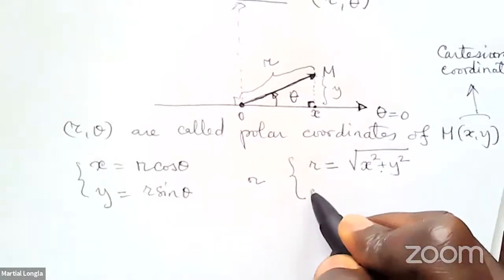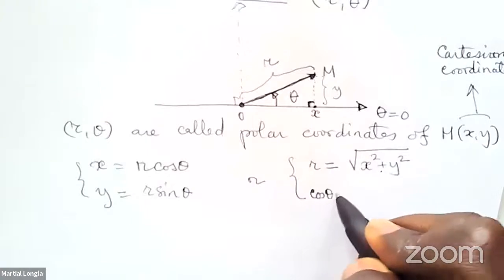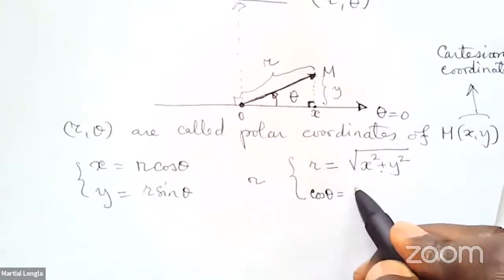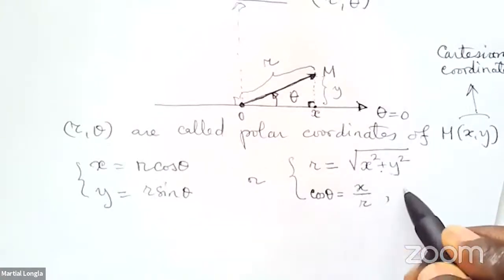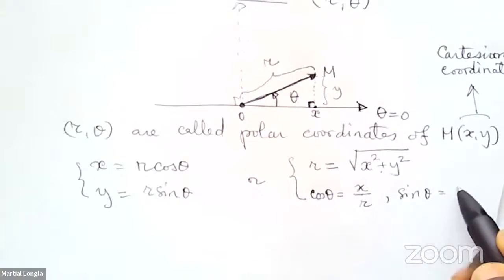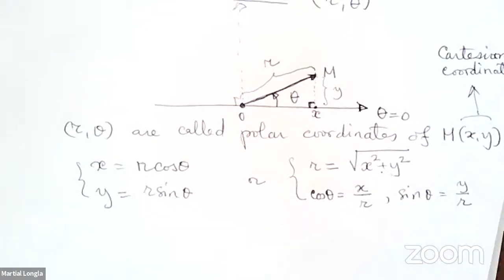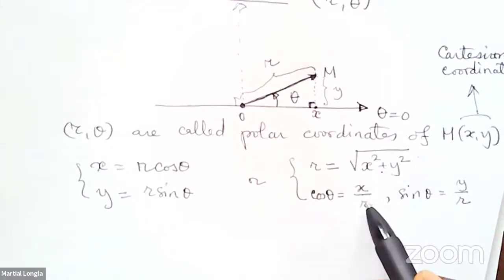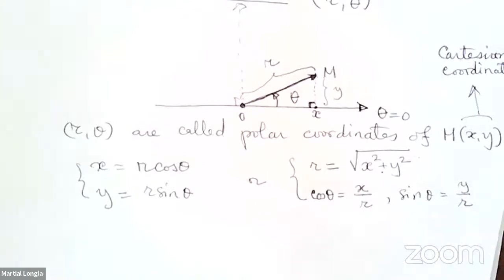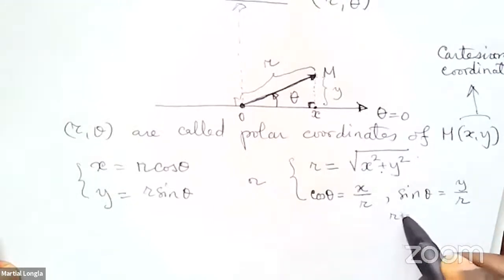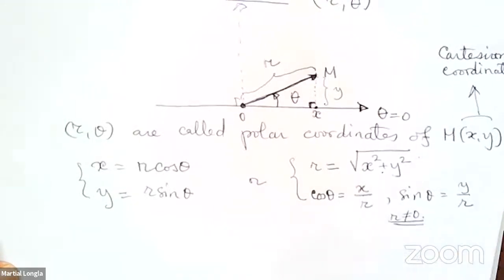And then you can find theta through cosine and sine. Cosine theta is x over r and sine theta is y over r. So if I have x and y, I find r, and I plug in here to find cosine and sine theta. Once I have cosine and sine of theta, the angle theta is unique. Of course, this is done when r is not 0. Right? When r is 0, any angle is okay.